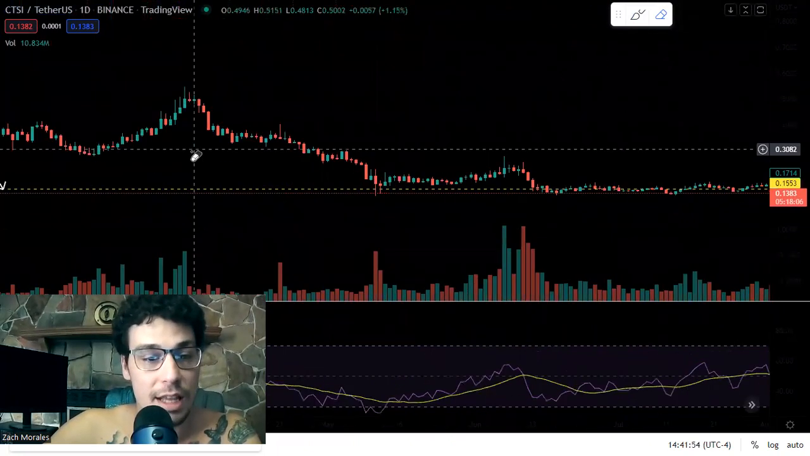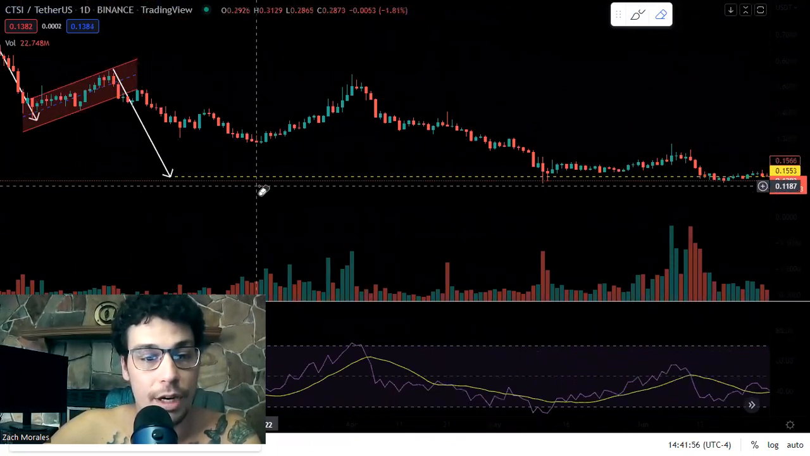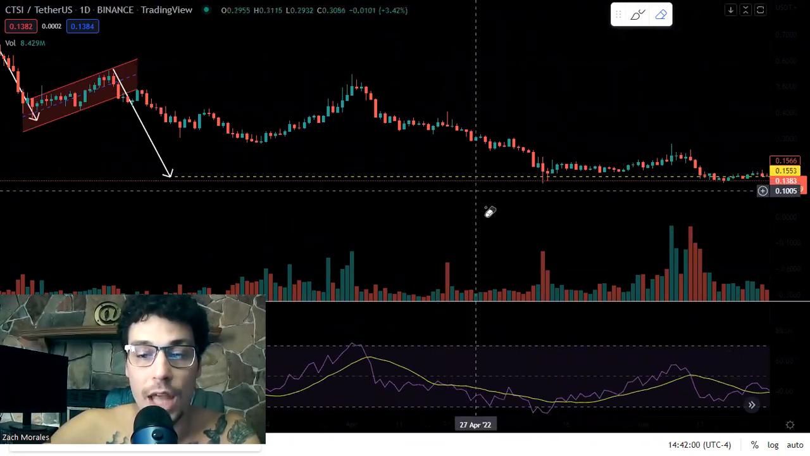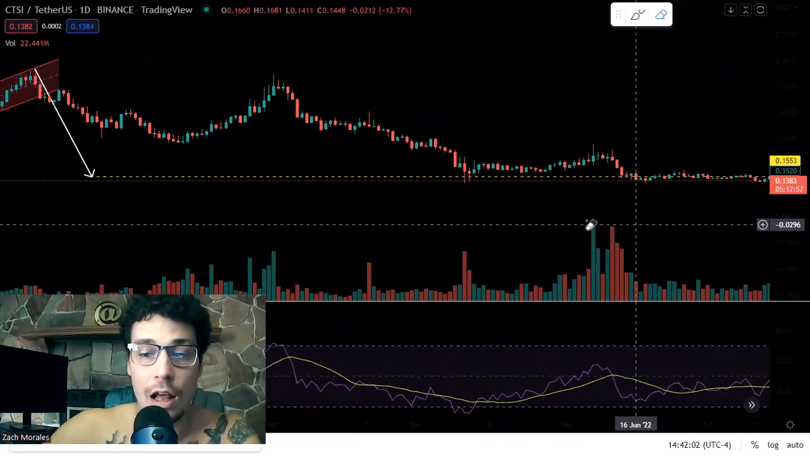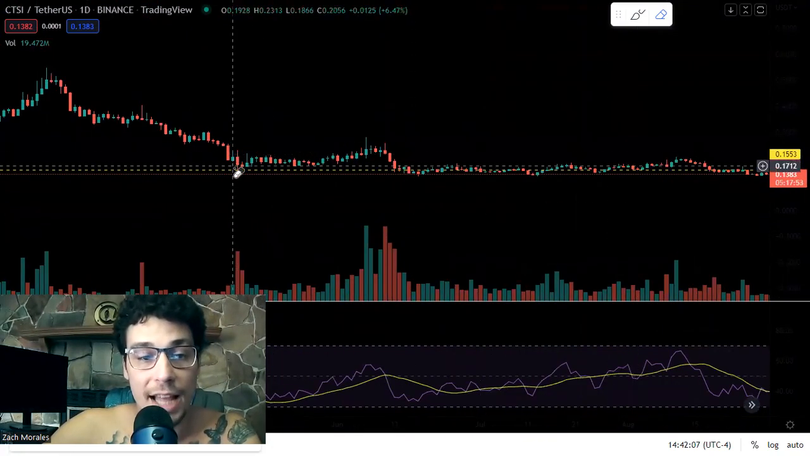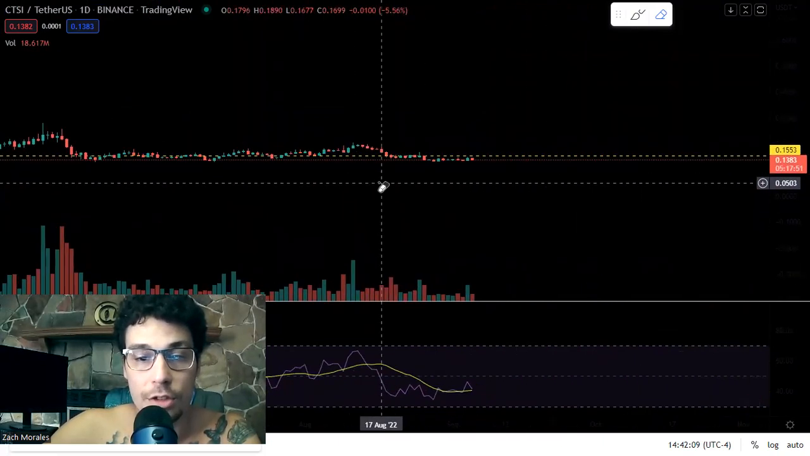This is that level right here. This is that bear flag target level, and look how key a level this has been. It is showing signs of bottoming, but it most definitely can go lower. What we've done is we have the support level here and we've flipped it to resistance.